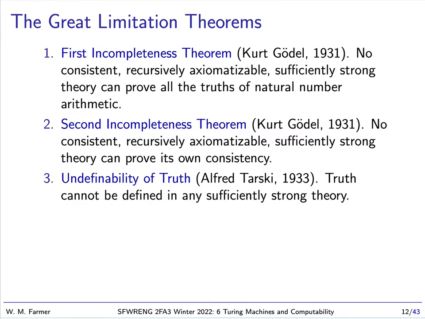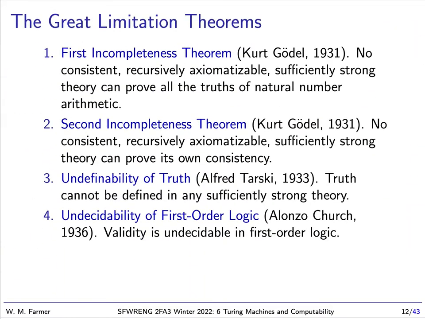And the fourth limitation theorem is the undecidability of first-order logic. This is due to Alonzo Church in 1936. Basically what Church showed is that there's no algorithm to be able to determine whether a given formula of first-order logic is valid or not.